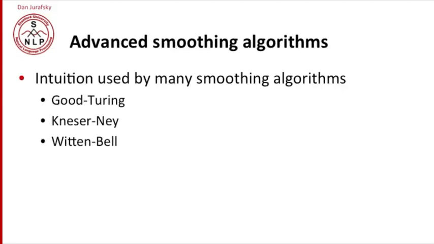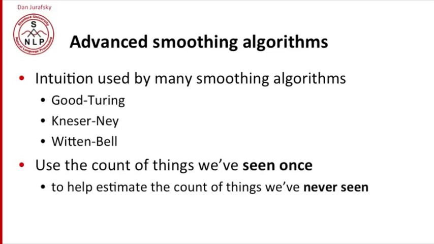Instead, the intuition used by many smoothing algorithms, Good-Turing smoothing, Kneser-Ney smoothing, Witten-Bell smoothing, is to use the count of things we've seen once to estimate the count of things we've never seen. The goal of a smoothing algorithm is to replace those unseen zeros with something else. And all these algorithms say, look at the things you've seen once. Things that you saw once before are just like things that you haven't seen yet, and then you're going to see them once in the test set.